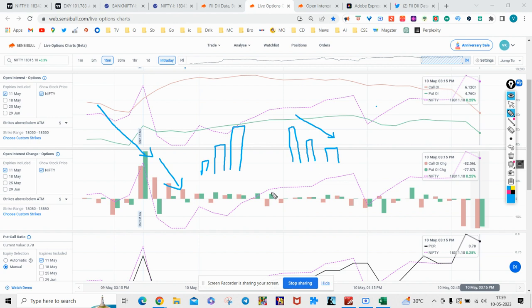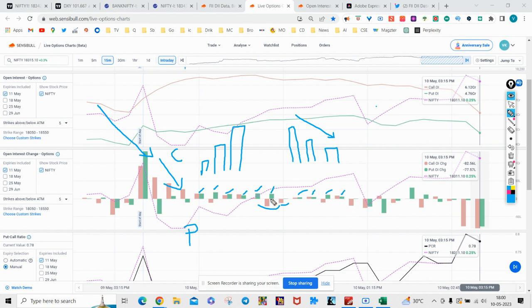And will it reverse? That depends on the put writing. Now this is the call case, and if the put writing starts to increase, now you can see it starts to increase and stays there. Call unwinding starts, and put writing continues to build.